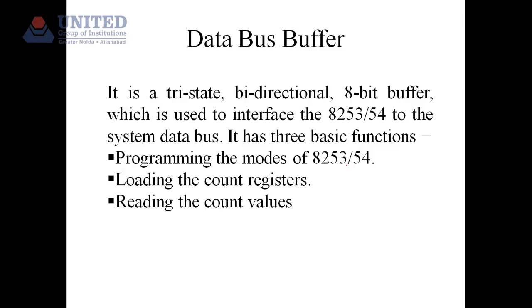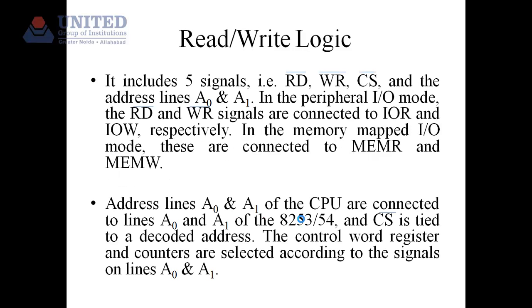Programming the modes of 8253 means all the modes, which we'll be discussing later, are programmed by this. Loading the count register: we have seen the count value travels through the data bus buffer to the counters. And reading the count values: once the counter is done with the counting, the out signal will tell what the count value is. So this is the last function of the data bus buffer.